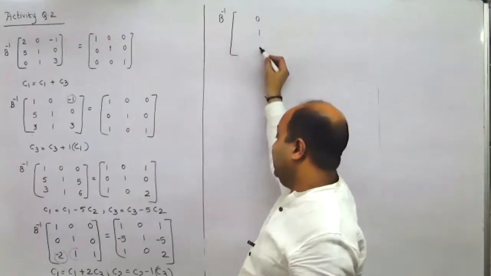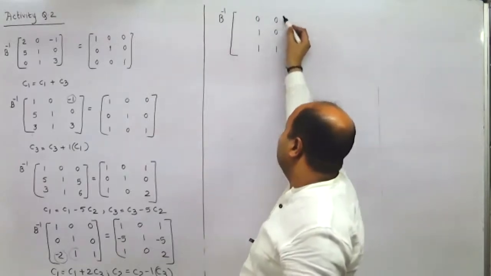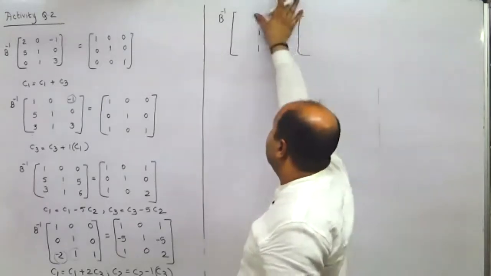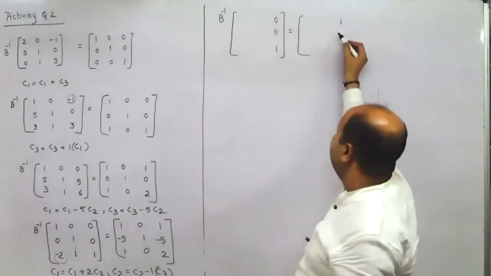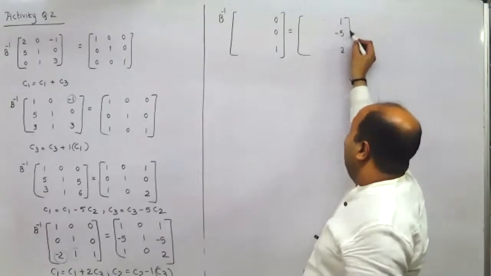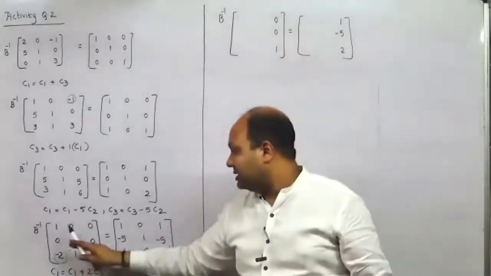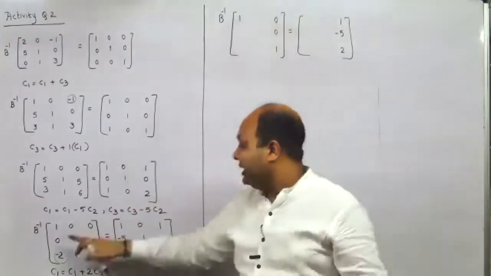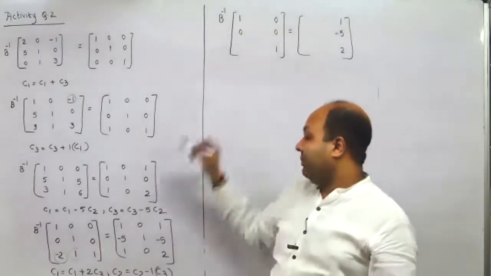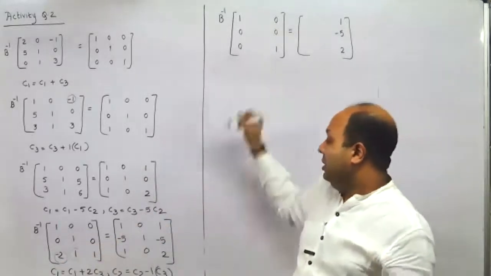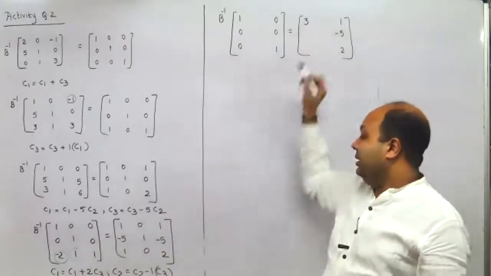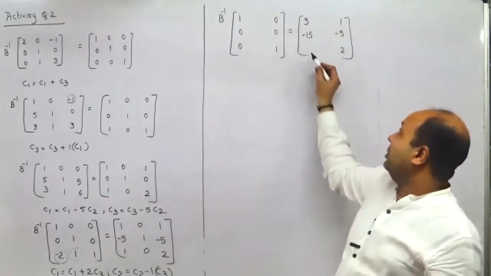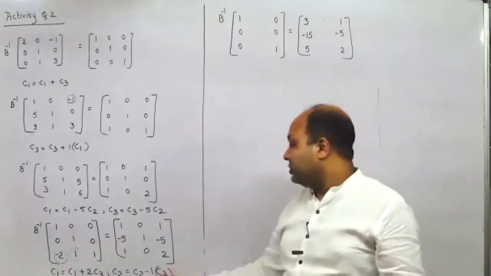Here, 0, 1, 1, 0, 0, 1 is equal to... first and second column undergo transformation, third one remains as it is. Now, C1 plus twice of C3: 1 plus twice of 0, 1; 0 plus twice of 0, 0; minus 2 plus twice of 1, 0; 1 plus twice of 1, 3; minus 5, minus 10, minus 15, 1 plus 4, 5. Next, C2 minus C3.